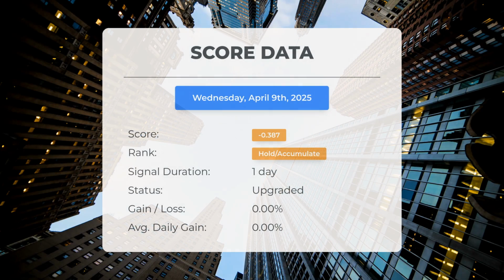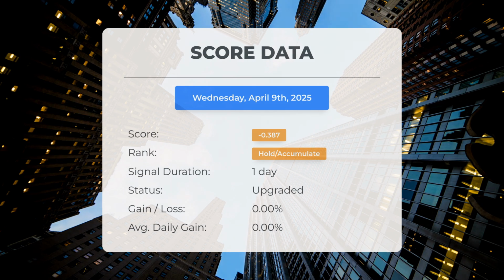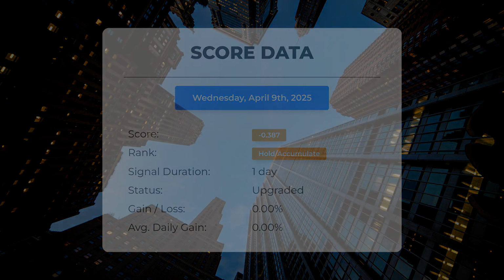Since the 9th of April, 2025, our system has ranked the SCHWAB U.S. Dividend Equity Exchange-Traded Fund as a hold or accumulate, assigning it a score of negative 0.39. Now let's examine the ETF's performance during this time frame. The ETF has experienced natural fluctuations, but it currently stands at a loss of 0% since our initial hold or accumulate recommendation.